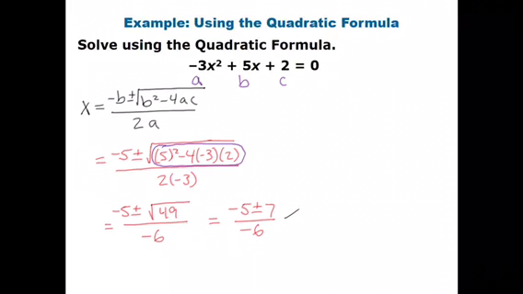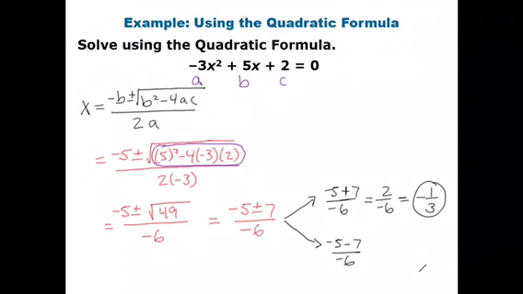So right now I'm going to separate it. Here I'll have negative 5 plus 7 over negative 6, and then I'll have a very similar one where I have negative 5 minus 7 over negative 6. So the top portion of this, or the top one, I have negative 5 plus 7 would be a positive 2 divided by negative 6. So I've got 2 over negative 6, which I know reduces to negative 1/3.